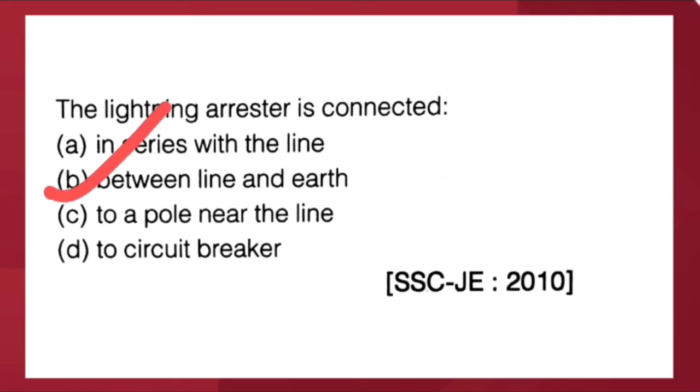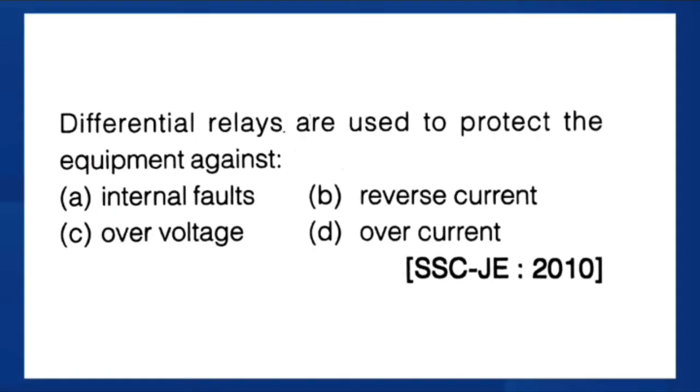So next question is, differential relays are used to protect the equipment against. Options are internal fault, reverse current, over voltage and over current. Correct answer is internal fault, which is option A. Differential relay is used for the localized fault or internal fault. It is generally used to protect the transformer and generators.